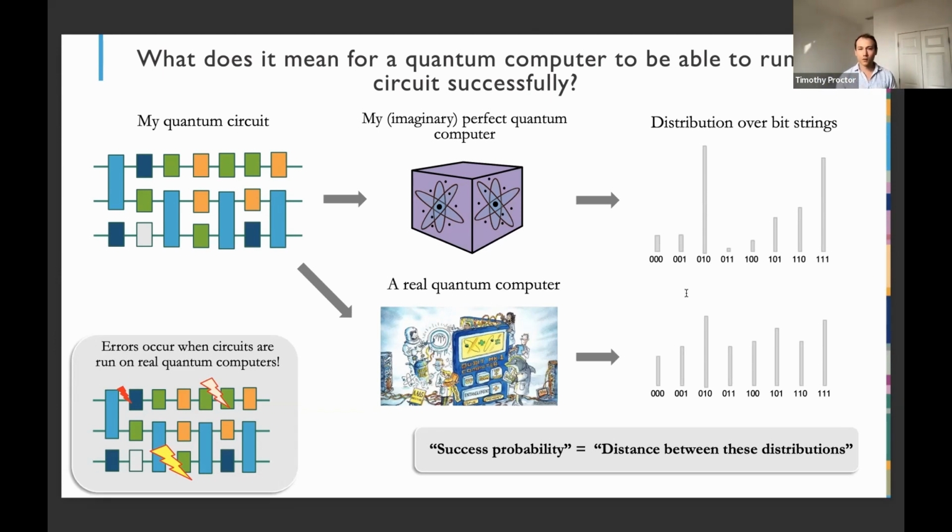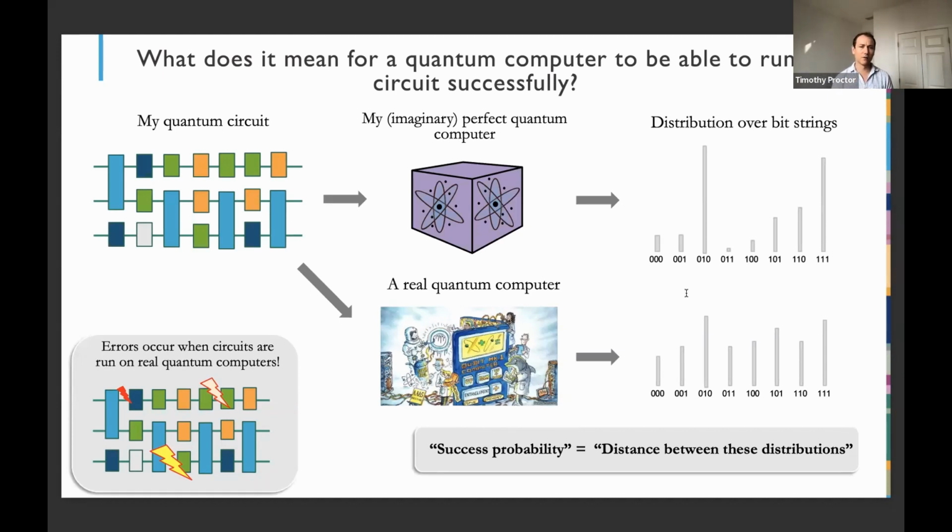If you run this on a real quantum computer, you're going to get samples from some other probability distribution. And in general, these two probability distributions are not going to be exactly equal because errors occur when circuits are run on real quantum computers. For example, each of your gates might slightly over or under rotate, or there may be stochastic errors that cause a bit flip with some probability to occur, and so on.